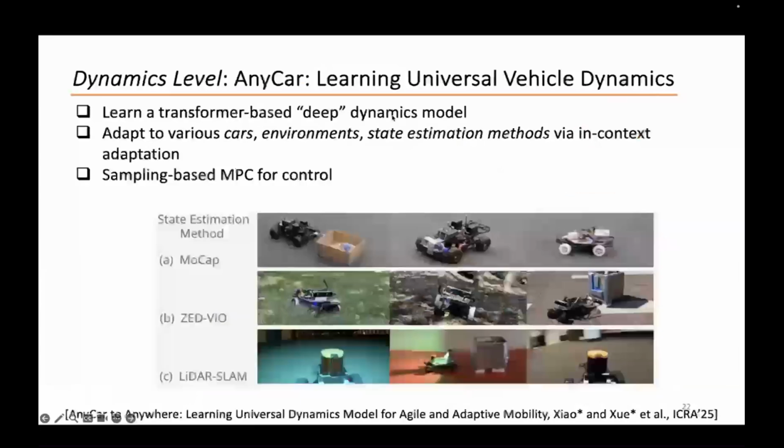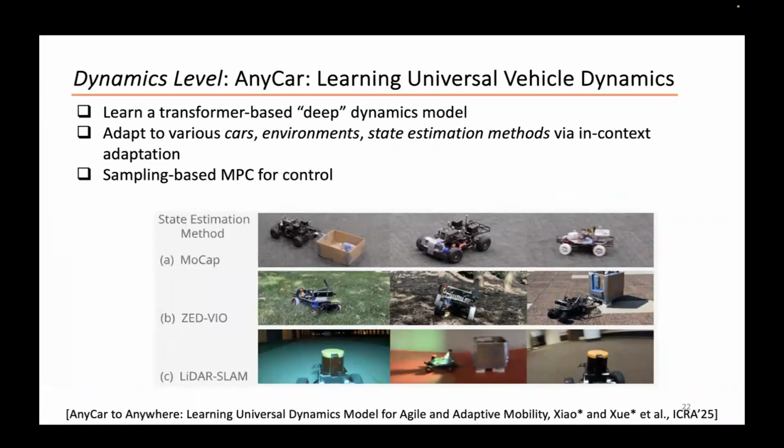residual dynamics. After joining CMU, I've been thinking about how to scale up this framework. Can we use a deep neural network, like a transformer-style network, to learn directly from real-world dynamics? This project is called AnyCar. We try to learn universal vehicle dynamics directly from the real world. In this paper, we learn a transformer-based deep dynamics model, and the model can adapt to different cars, different environments, and different state estimation methods, all via in-context adaptation.